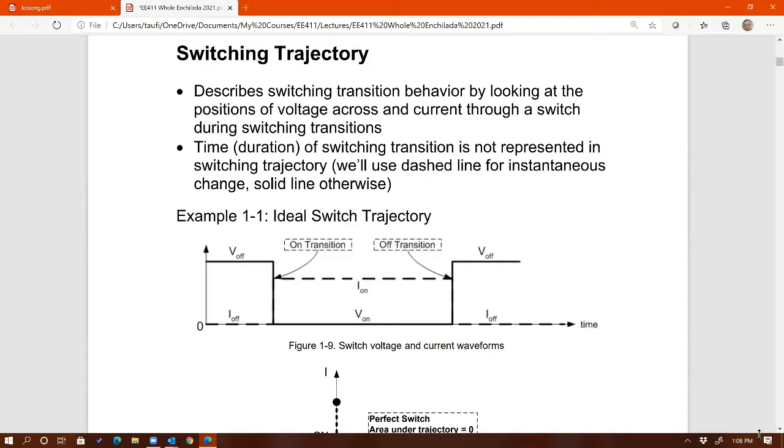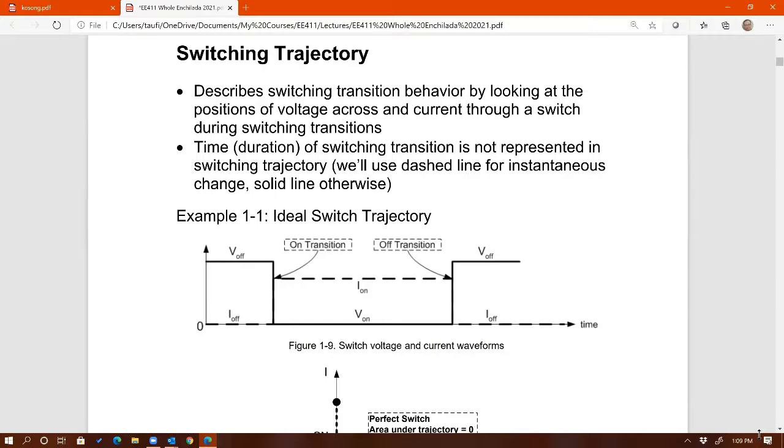Switching trajectory describes switching transition behavior by looking at the positions of the voltage across and current through a switch during switching transitions. The time or duration of the switching transition is not represented in the switching trajectory, which is a drawback of this tool. Unfortunately, this tool does not show you the duration of time the transition is taking place. And so because of that, I'm going to use a dashed line when I'm drawing the switching trajectory.